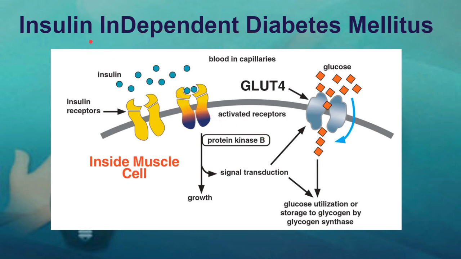Now next is type 2 diabetes mellitus, or insulin independent diabetes mellitus. As the name says, insulin independent, so over here in the body there is no problem with the secretion of the insulin. The insulin is normally secreted. But what is happening over here then?